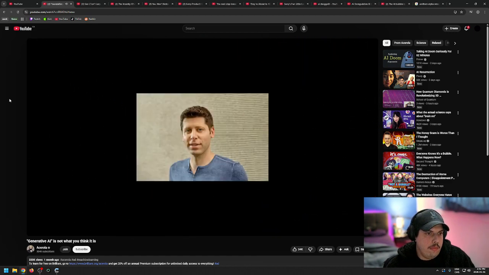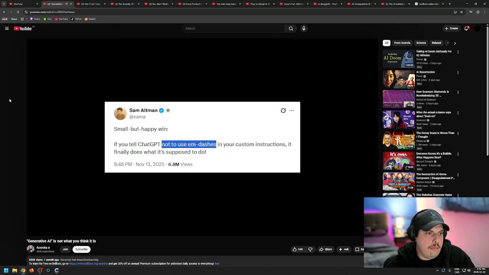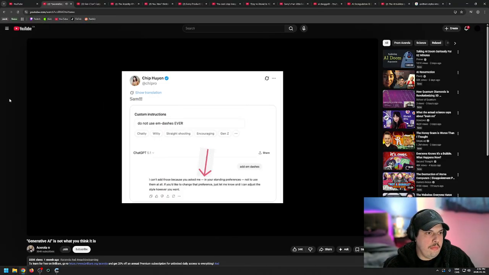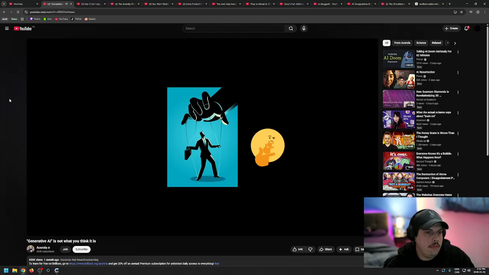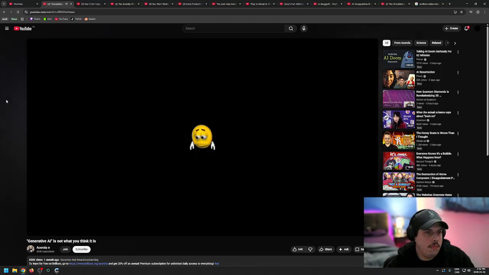Sam Altman was very kind to give us a perfect example just a few days ago when he announced that they have finally solved ChatGPT using em-dashes. Except they didn't, because ChatGPT still puts them everywhere despite specific instructions not to. If they can't figure out how to get rid of em-dashes, what makes you think they can meaningfully control it in other ways? This is not conjecture either.